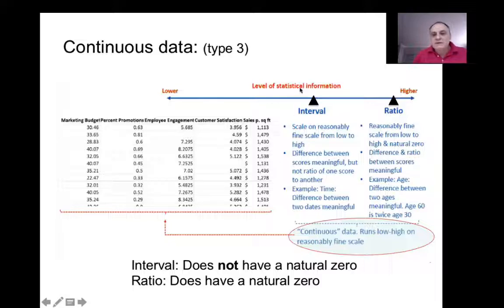Higher up on the level of statistical information is your interval and your ratio. This is giving you data that you can now start analyzing, but interval does not have a natural zero, while a ratio does have a natural zero. So in other words, interval shows you that there's an interval between different things, but there's no zero. When we say zero, if we ask you how much money you've got in the bank, there's an interval, and there can be a zero.